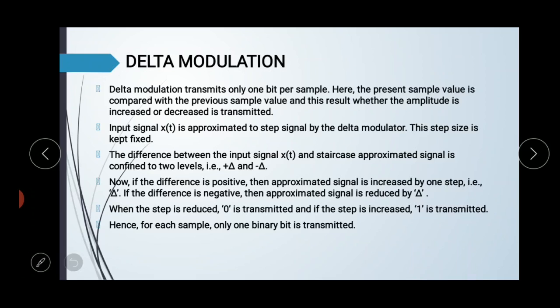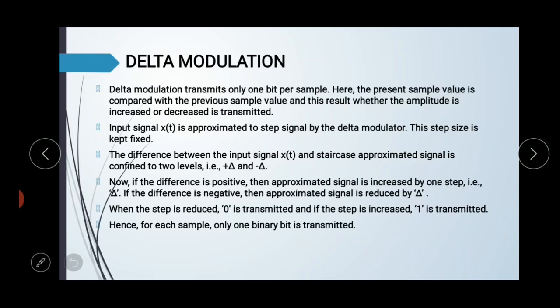As the sampling interval is reduced, the signal correlation will be higher, and this technique overcomes the disadvantages of pulse code modulation. So in pulse code modulation, signaling rate and transmission channel bandwidth are quite large. In delta modulation, the modulator transmits only 1 bit per sample. Here the present sample value is compared with the previous sample value.